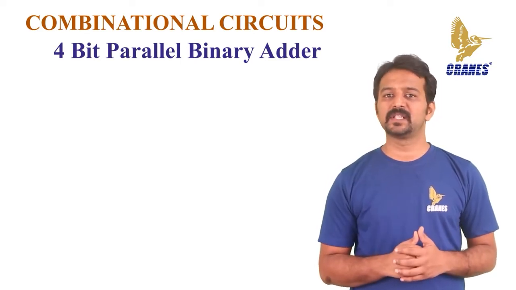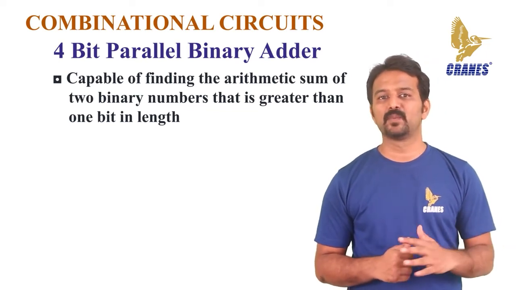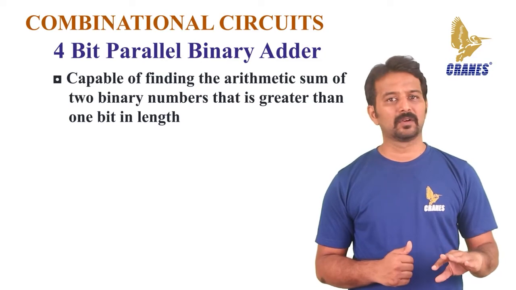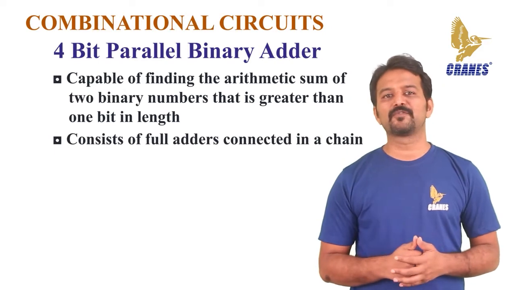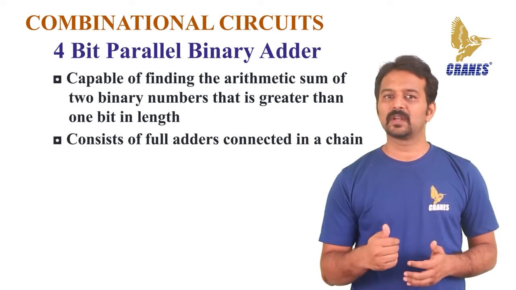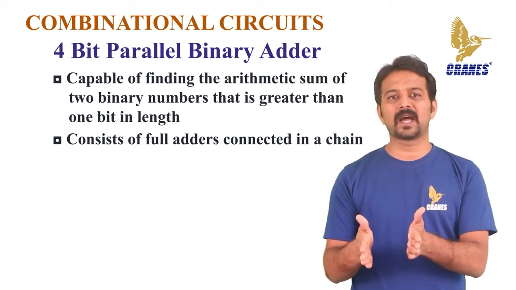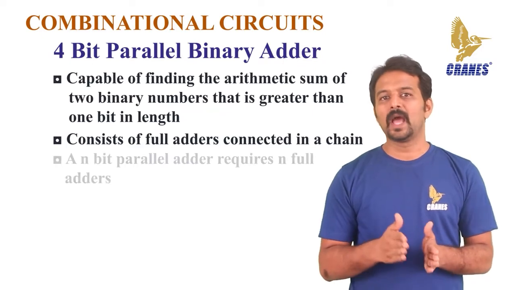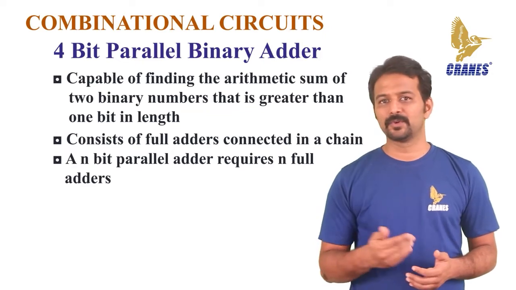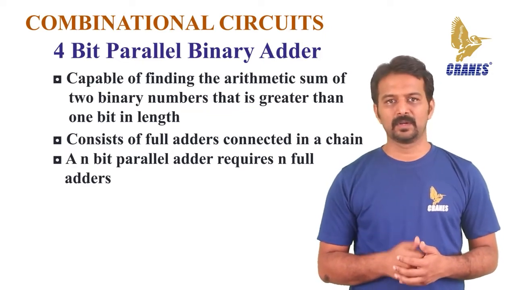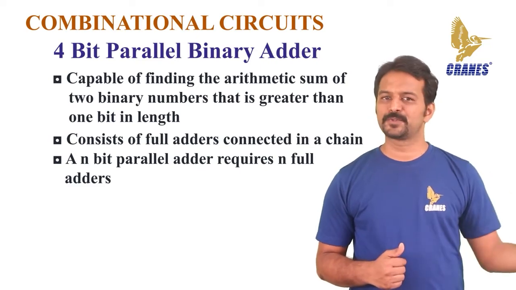A parallel adder is a digital circuit which is capable of finding the arithmetic sum of two binary numbers that are greater than 1 bit in length by operating on the corresponding pairs of bits in parallel. It consists of full adders connected in a chain, where the output carry from each full adder is connected to the carry input of the next higher order full adder in the chain. An n-bit parallel adder requires n full adders to perform the operation. So, for 2-bit numbers, 2 adders are needed, while for 4-bit numbers, 4 adders are needed, and so on.